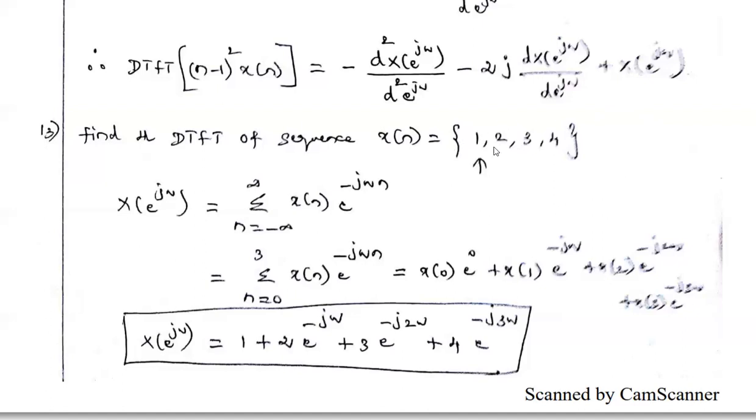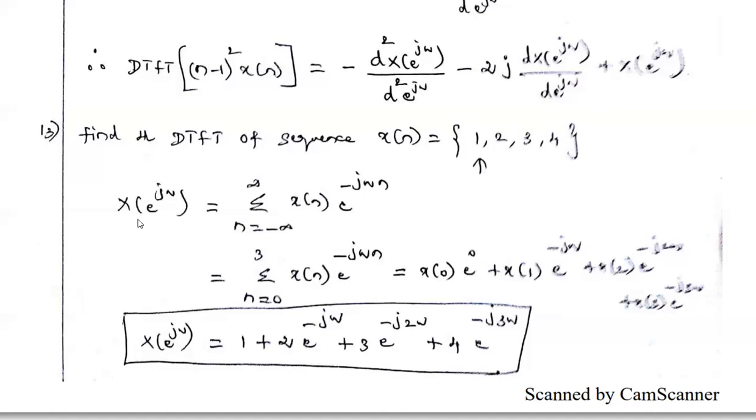This 2 is the amplitude of the signal x of n at n equal to 1. 3 is the amplitude when n equal to 2. 4 is the amplitude when n equal to 3. That's all. For the remaining time, this signal does not have any amplitude. That's why this signal is said to be a finite sequence. For this sequence, we are going to find the DTFT.